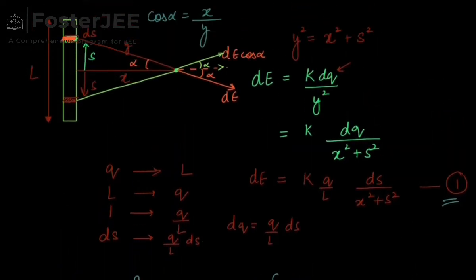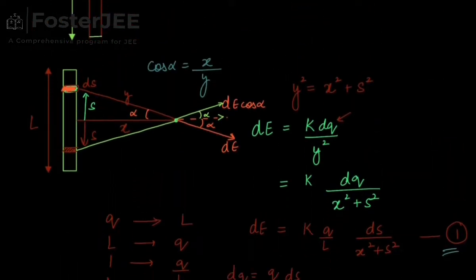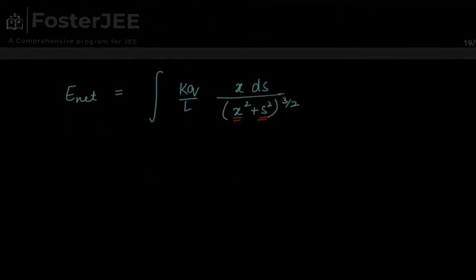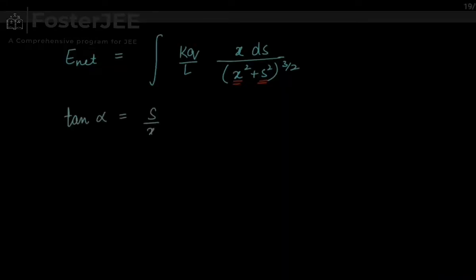For that, let's go to the diagram. We need one single equation which will represent both these variables. So suppose we take the help of tan alpha. The value of tan alpha is perpendicular upon base, that is s upon x, which gives the value of s to be x tan alpha.